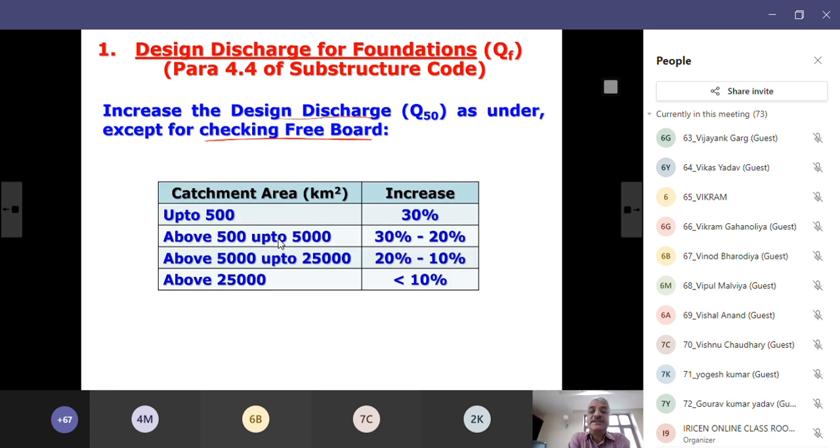Now, how is this increase done? It is done based on catchment area. If your catchment area is up to 500 square kilometers, you increase it by 30%. From 500 to 5000, your increase is from 30 to 20%. In between, you can do linear interpolation. For 5000 to 25,000, this is 20% to 10%, and above 25,000 square kilometers, less than 10%. So what you see here is, as your catchment area is increasing, the extra margin of safety which you are providing, or the margin by which you are increasing the design discharge, is decreasing. What is the logic for this? Anybody?